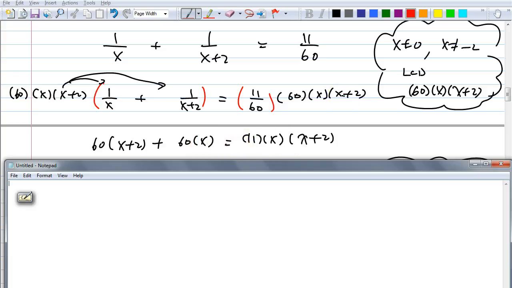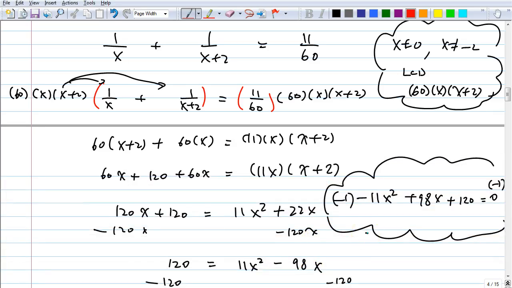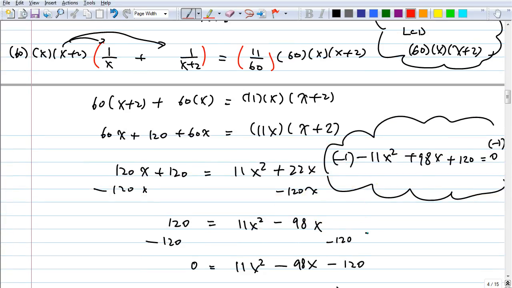Okay, so when you simplify this, you should have all gotten 11x squared minus 98x minus 120, correct? The whole thing equals what? The whole thing has to equal 0. Did anybody factor this trinomial correctly?